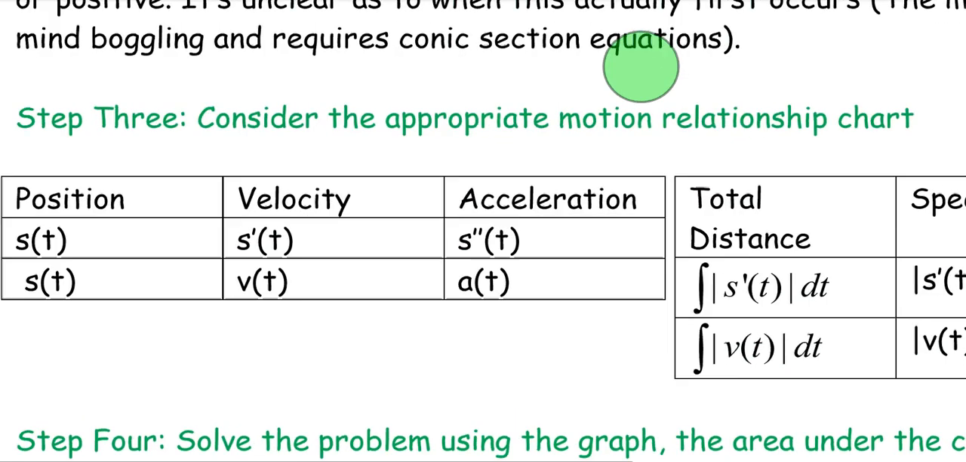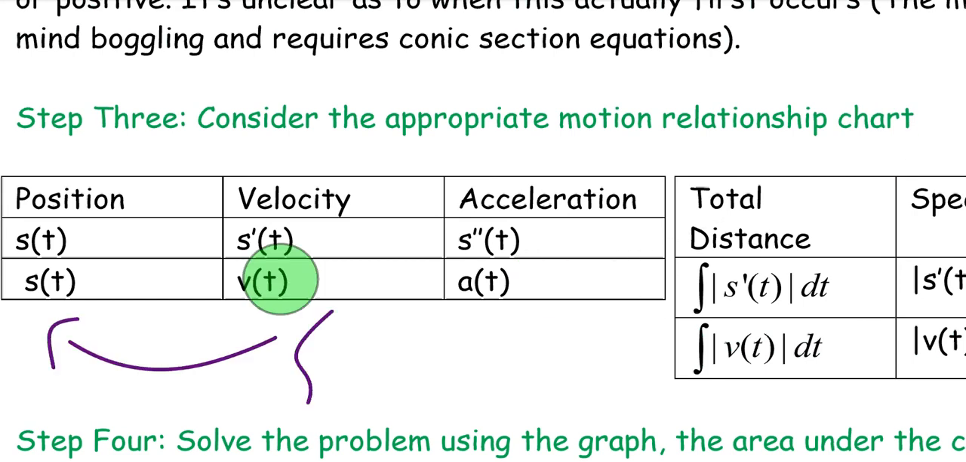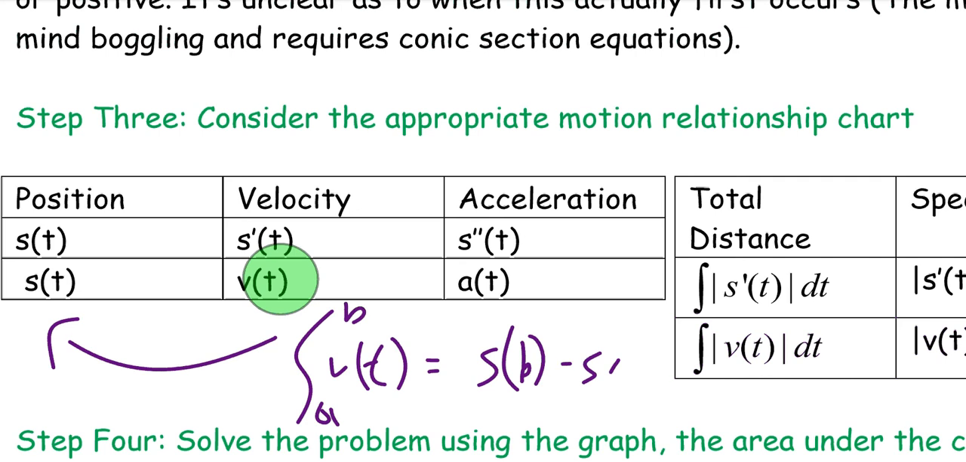Step 3, consider the appropriate motion relationship chart. We are integrating velocity to get to position, so the integral of velocity equals S of t in this case because we're going from A to B here. What it actually gives you is S of B minus S of A, which is displacement. But again, in this case, since initial position is 0, its displacement is its position.